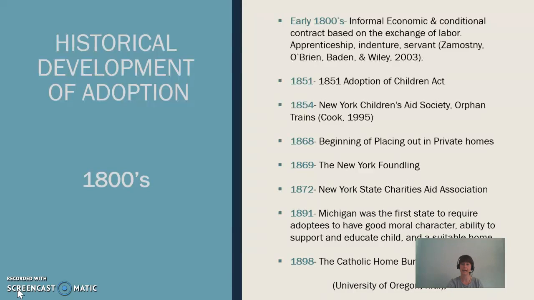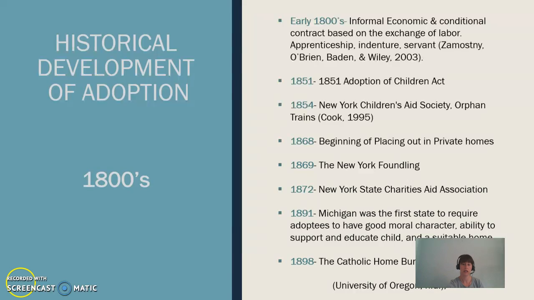Moving on to 1868, the beginning of placing children out in private homes. So again, looking a little bit more out for the care of children, selecting them and placing them into homes to be cared for, educated, and taught a trade. Moving into 1869, the New York Children's Foundling, which is kind of similar to the New York Children's Aid Society in that it was a charity that provided homes to children in New York, and it was started by three sisters. In 1872, the New York State Charities Aid Association.